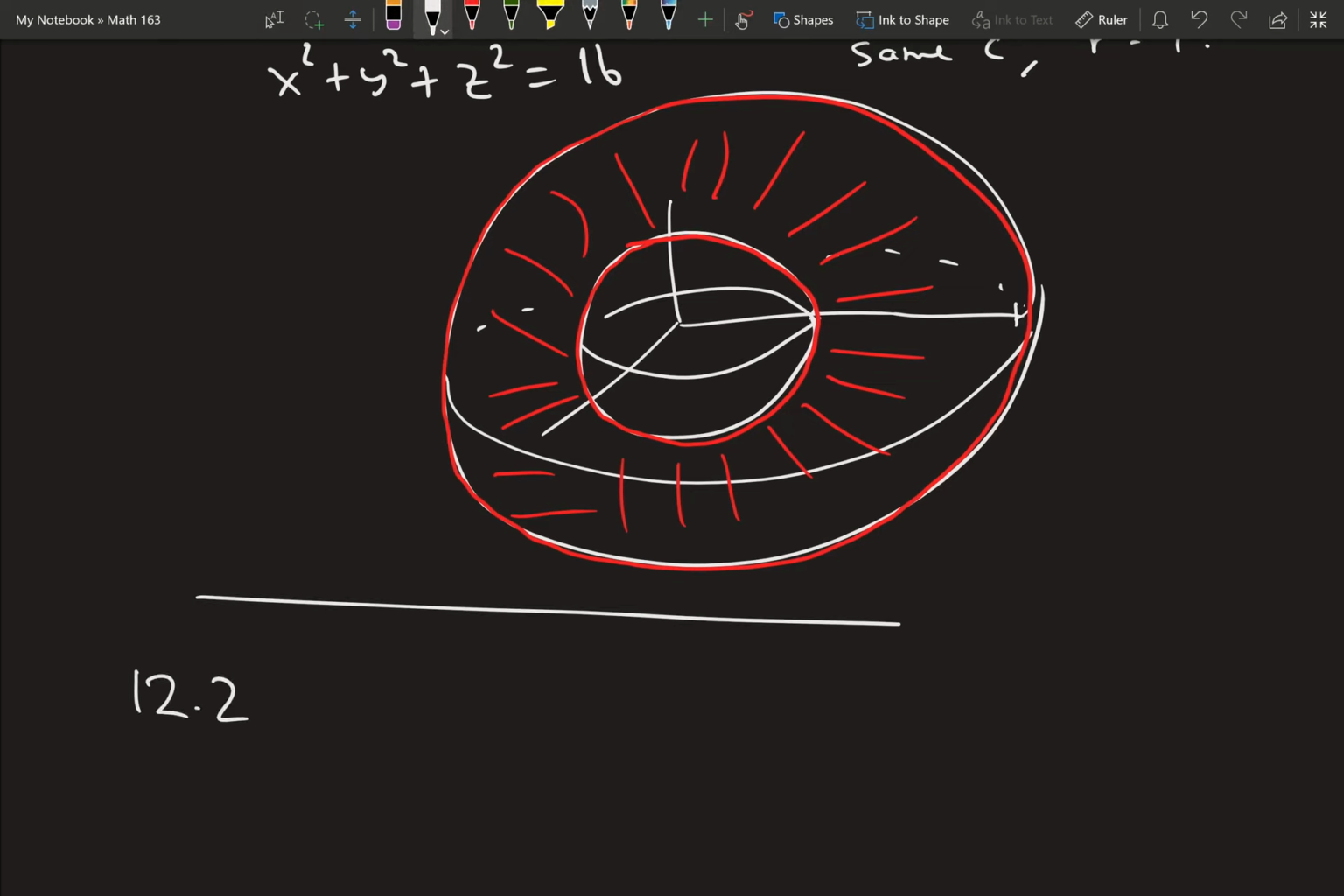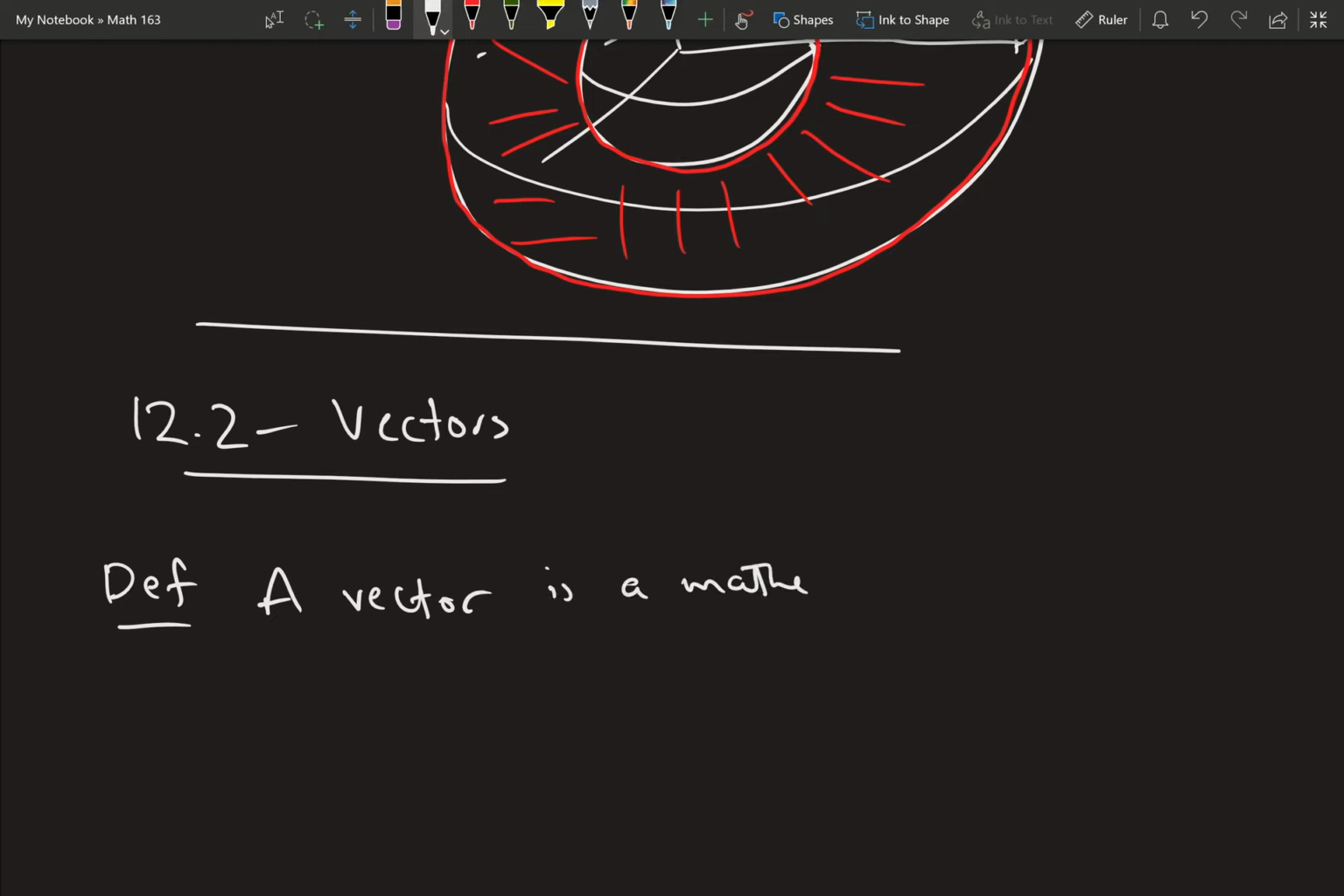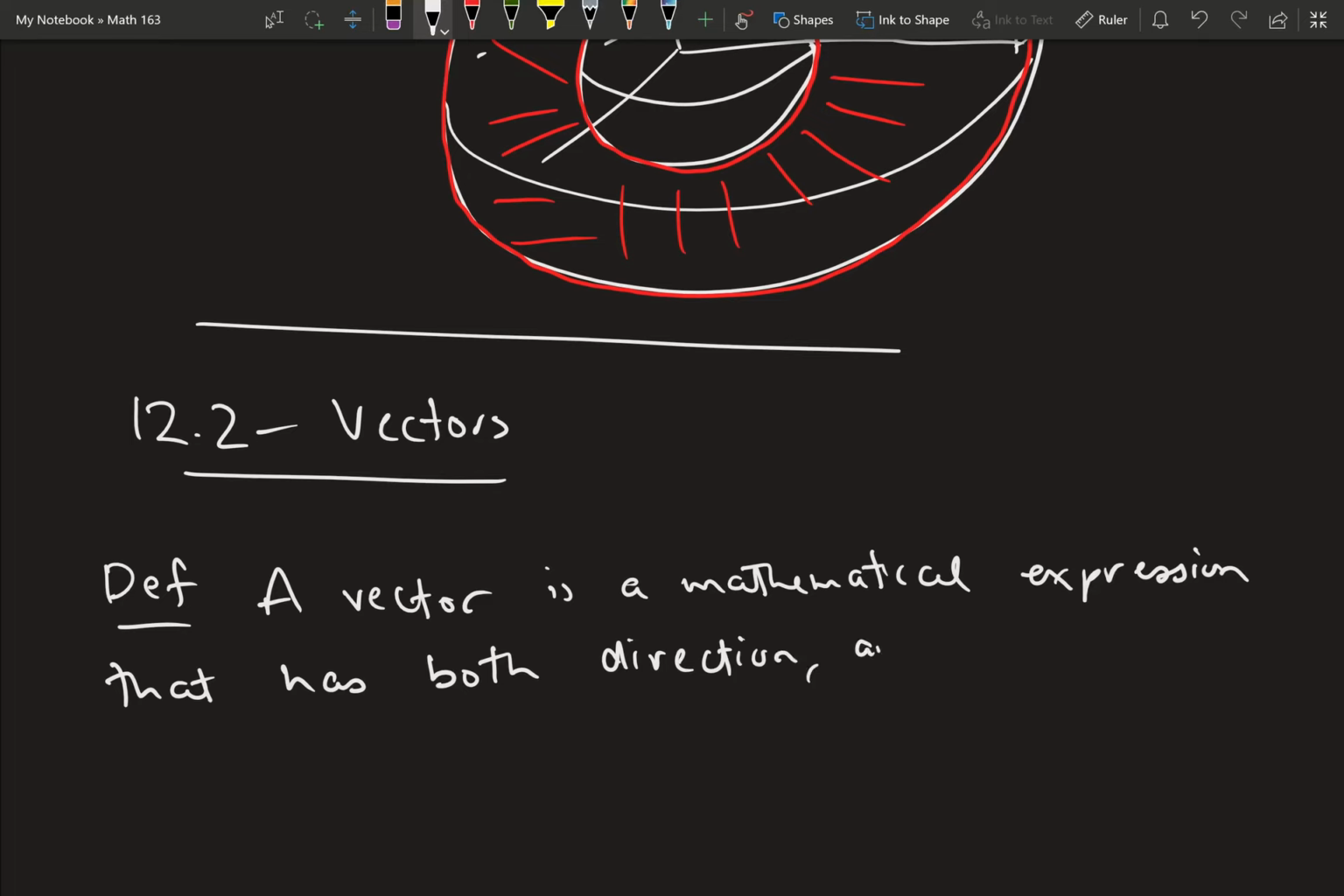Now it's going to jump into 12.2, which is all about vectors. So what is a vector? It's probably best just seen by an example, but let's just define it. A vector is a mathematical, we'll call it an expression, that has both direction and magnitude.